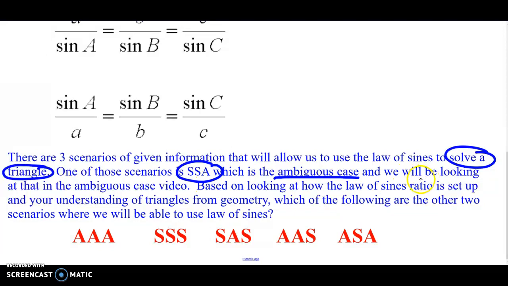And we also want to know that there are 2 other cases where we might use it. Based on looking at the law itself, we can kind of figure out when the other 2 cases are that we would use law of sines. So here's my question for you. Which of the following are the other 2 scenarios where we would be able to use the law of sines? I will ask you about this in class, so let's have you think about this. Circle your 2 answers, and we'll see tomorrow if you are correct. So go ahead, circle what you think the other 2 scenarios are.